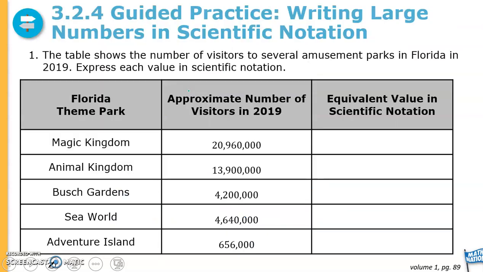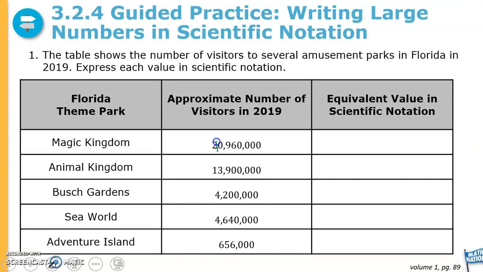Now let's do some practice. The table shows the number of visitors to several amusement parks in Florida in the year 2019. Express each value in scientific notation. We're going to do it in parts. First, we want to know where to put our decimal. We need to put it between two numbers so that it's bigger than 1 and smaller than 10. So there's only one place we could put it.